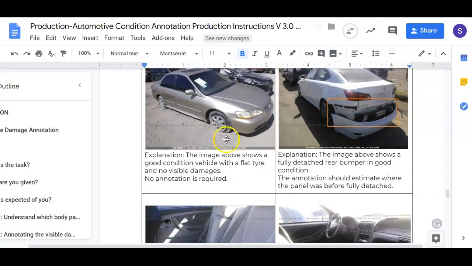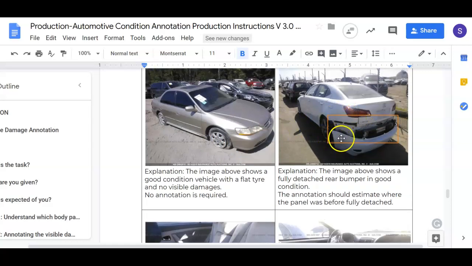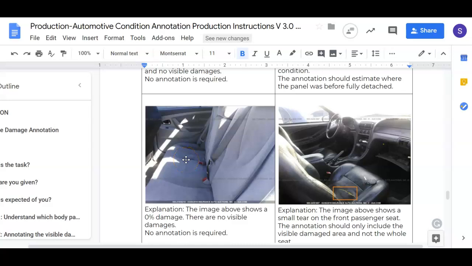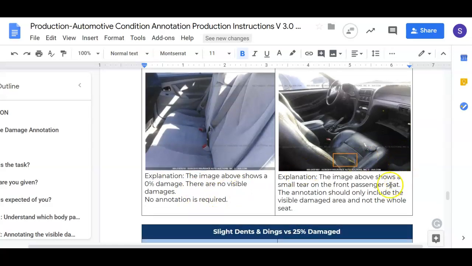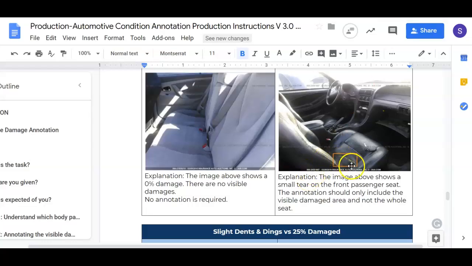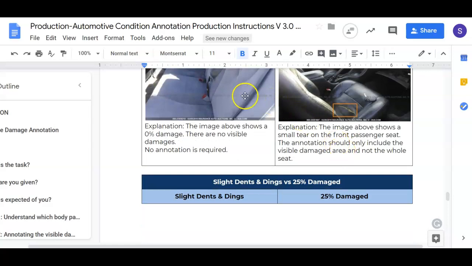So here, obviously, you only have a flat tire. Flat tires are considered no damage, so you don't have to do annotation. Here you have a bumper that is detached, nothing heavily damaged, the bumper seems fine. You annotate where the bumper was supposed to be, and you label it as slight dent. Here it's an interior, nothing's wrong, everything's fine, you just rate this as zero visible damage. In this case right here, you can see a small tear at the seat, so you treat it as slight dent. So these are all differences, for you to understand where the classification should go.